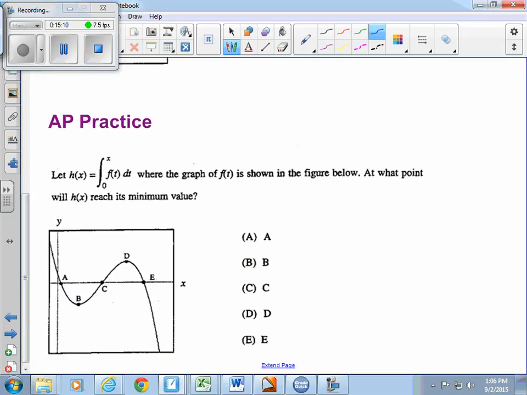Okay. Let h of x equal the integral from 0 to x of f of t dt. Here the graph of f of t is shown below. At what point will h of x reach its minimum value? C, why?